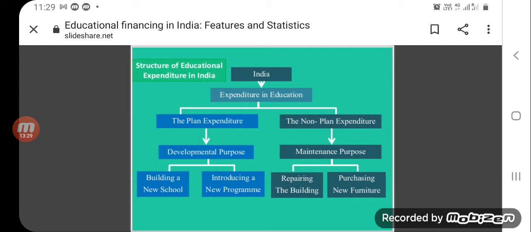Or after 1 or 2 years, some of the computers get damaged in some schools, and if they forward a proposal for the computers to be repaired, then the fund comes under non-planned expenditure. So these are the two types of expenditure in India for education and some other fields. And in the field of education also you can see planned expenditure and non-planned expenditure.